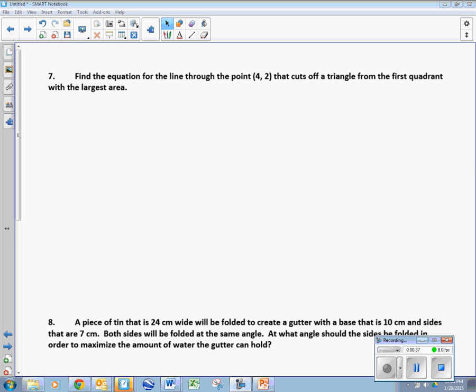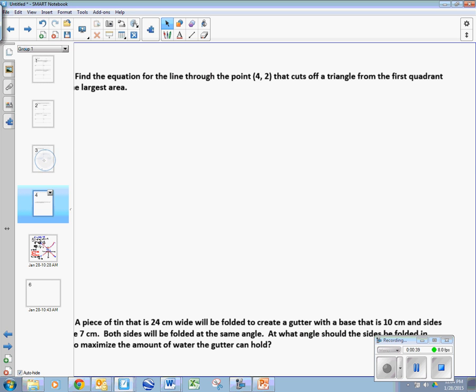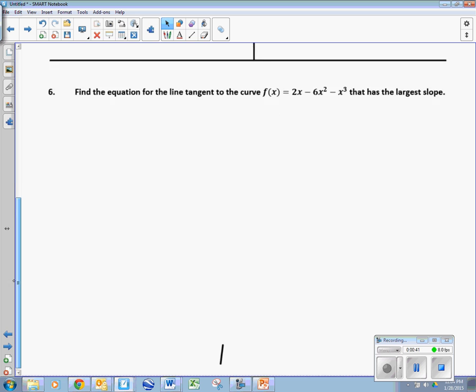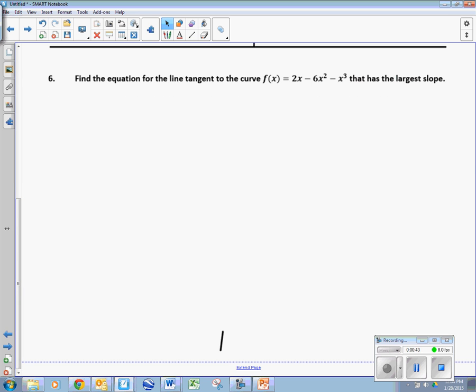Now, today we're going to do number 6 and 7. So we're going to leave the rectangular problems behind, you know, where we're maximizing area and stuff like that. They're all kind of the same. This one's a little bit different. It says, find the equation for a line tangent to the curve f of x equals 2x minus 6x squared minus x to the third. So what would you do?